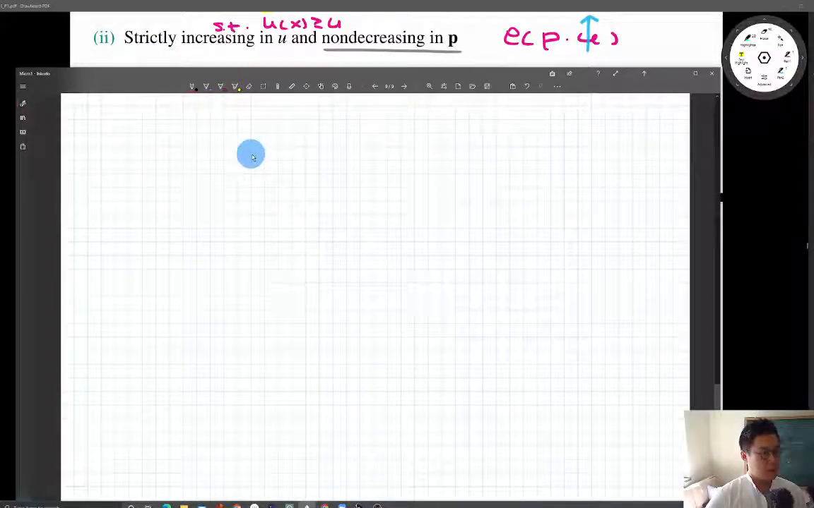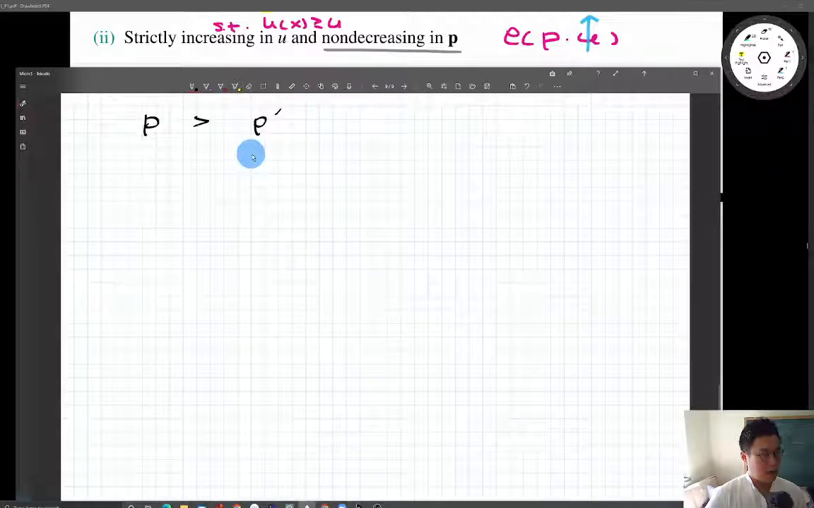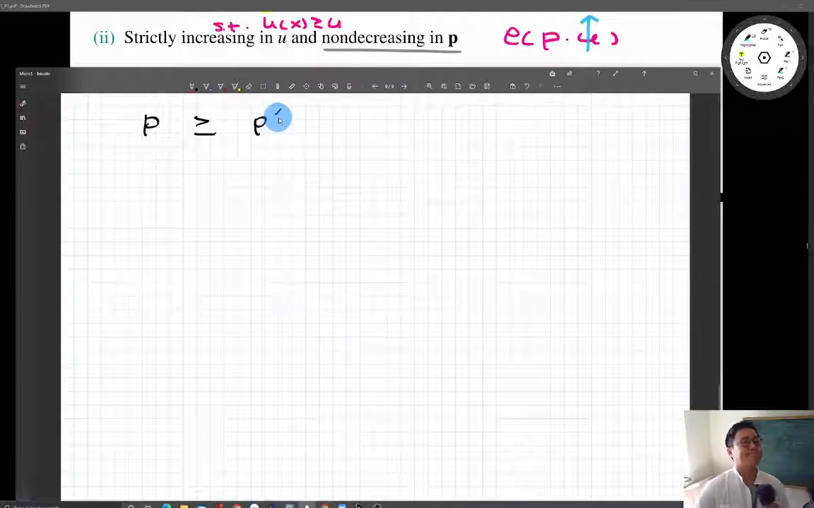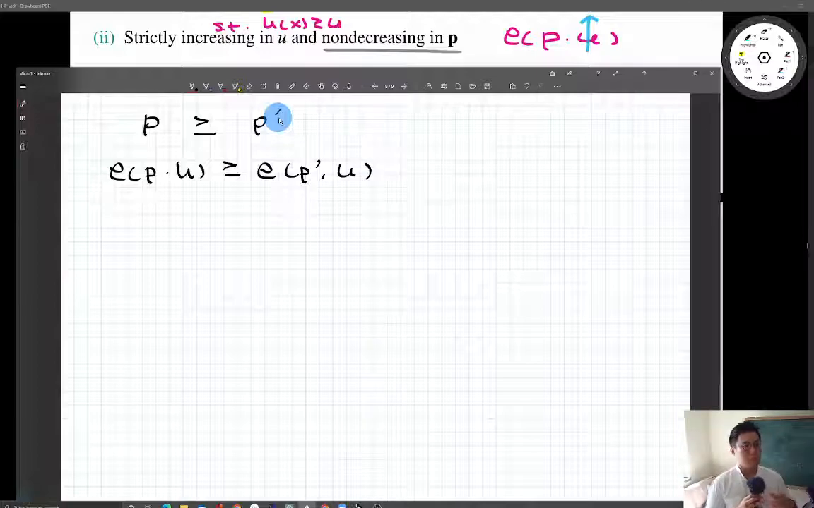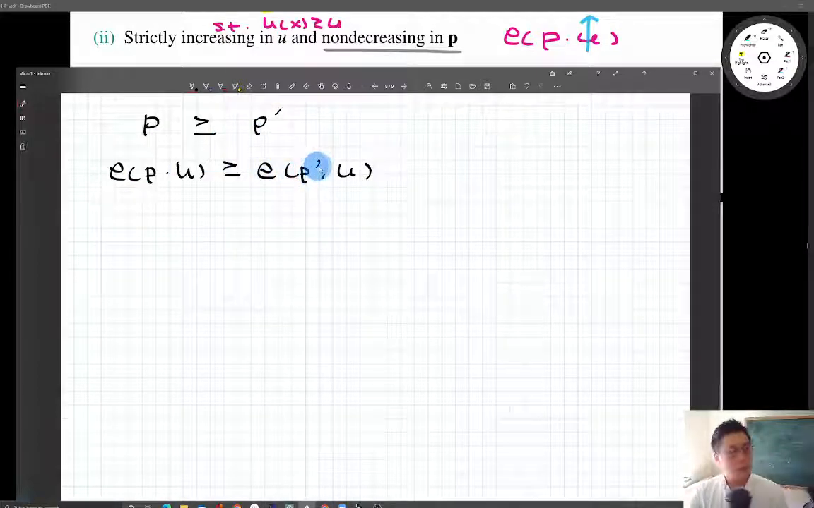suppose that we have two price vectors, P and P prime, and P is higher than P prime. So the price of every commodity in price vector P is higher than in price vector P prime. Then we need to show that E(P, U) is larger than or equal to E(P prime, U). Then we can say function E is non-decreasing in price vector P.